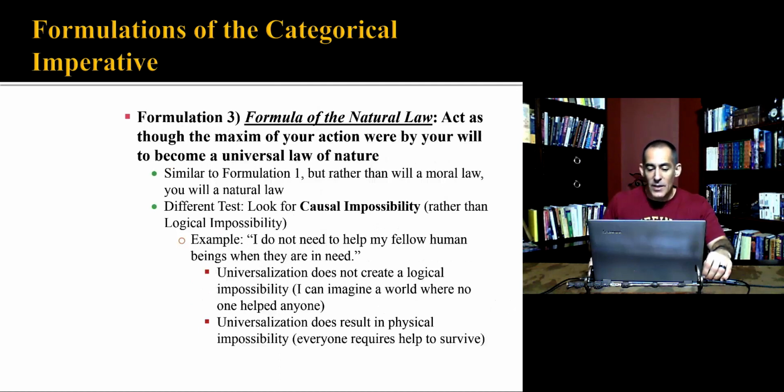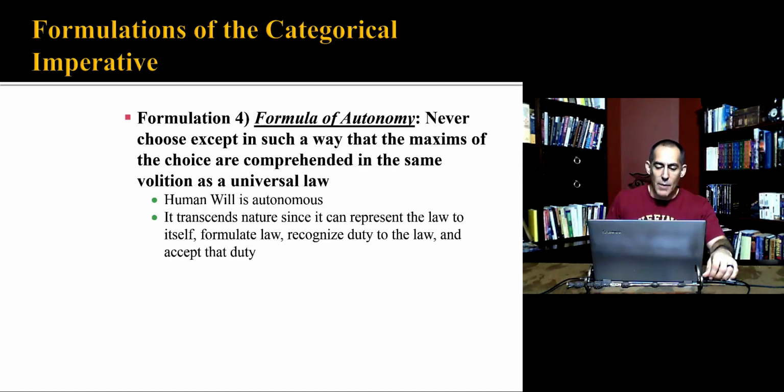A third formula, and the ones that I'm about to go through, I'm just going to read the law itself. Formula of natural law. So act as though the maxim of your action were by your will to become a universal law of nature. So the consequences here, we're not looking at necessarily some kind of logical problem or logical impossibility. We're actually looking at some kind of physical impossibility or some impossibility in the way the world would operate.